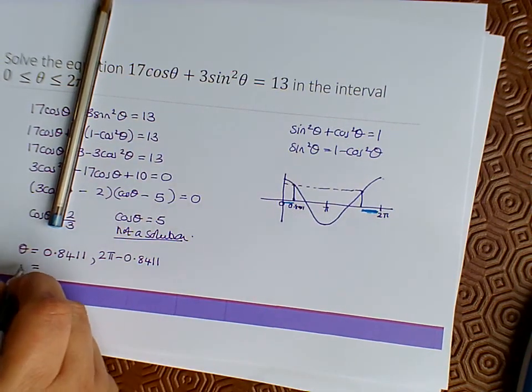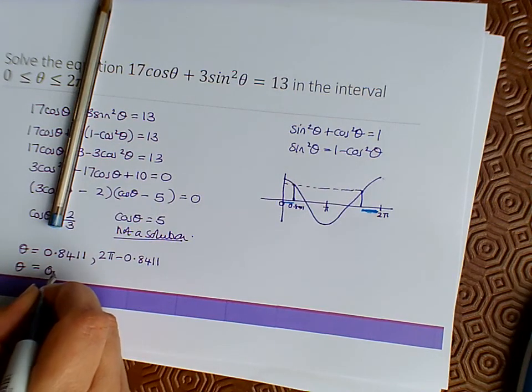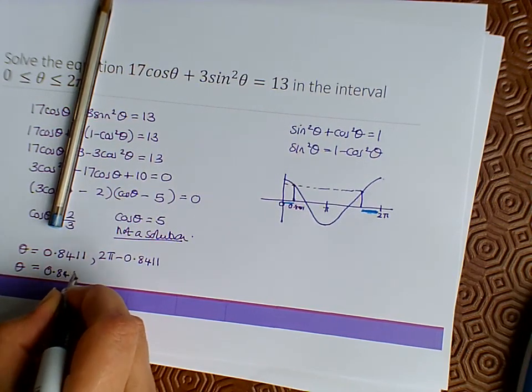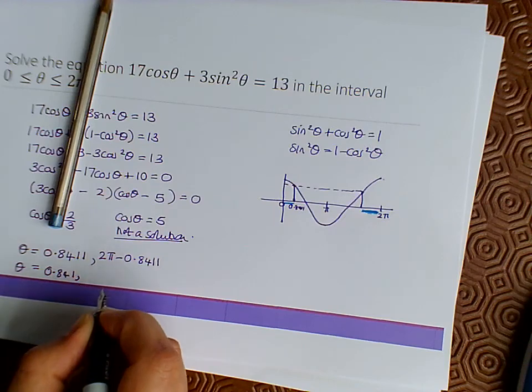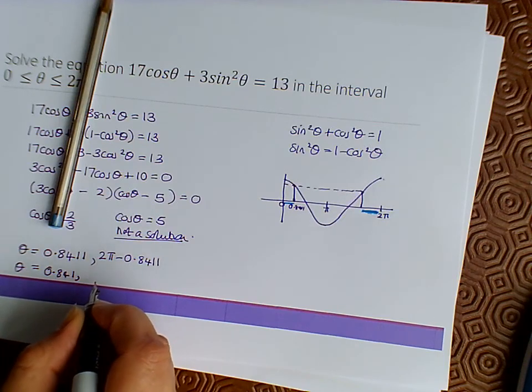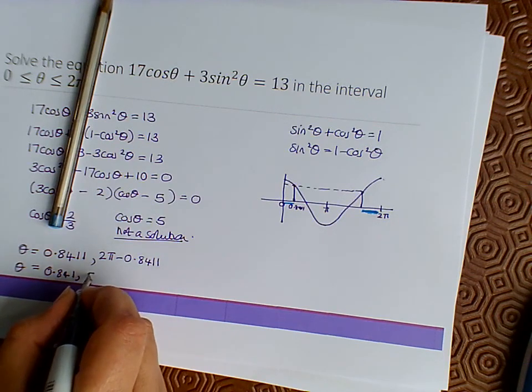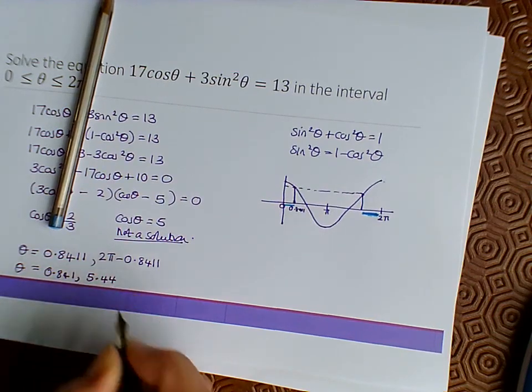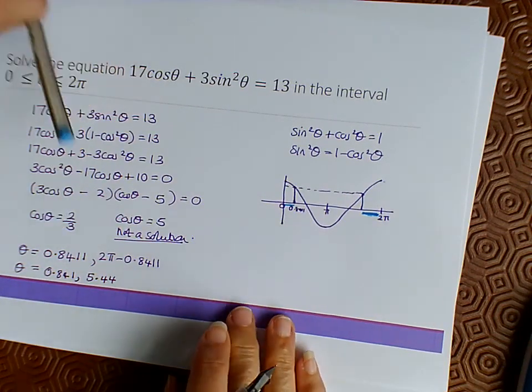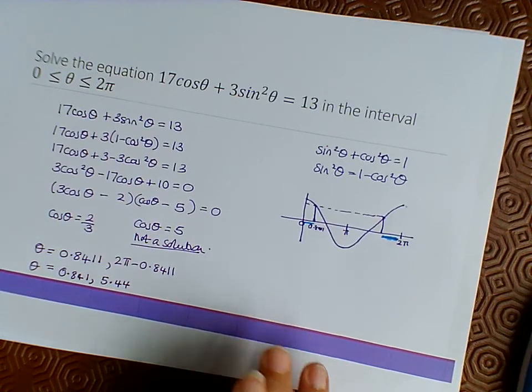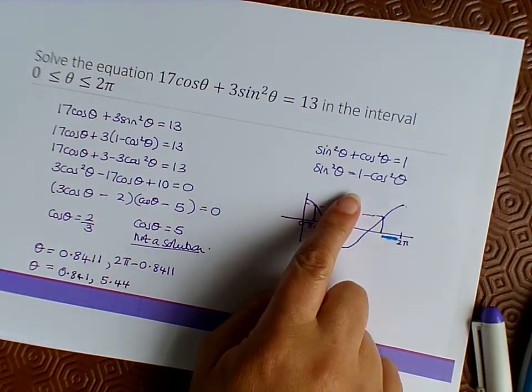So my final answers for this question, and I'm going to now write it to 3 significant figures because that's what would be expected. And this one here would be 5.44, having typed it in my calculator. So there we go. That's one where we've actually used trig identities.